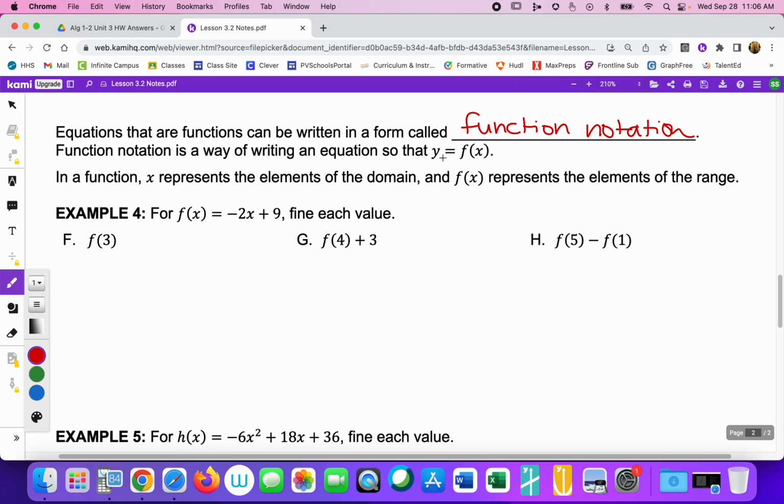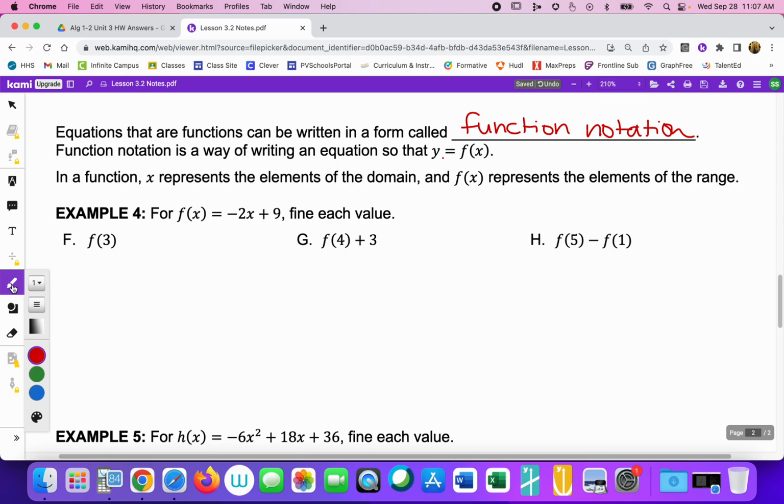So on this first one it says for f of x equals negative 2x plus 9, find each value. Now this could be the same thing as y equals negative 2x plus 9. It's the exact same thing. It's just written in a different notation. So f of x is the same thing as y. The reason that we want to apply it is you may have more than one function at a time. So you'll have it show up in your homework. So it'll make more sense the more we do this stuff.